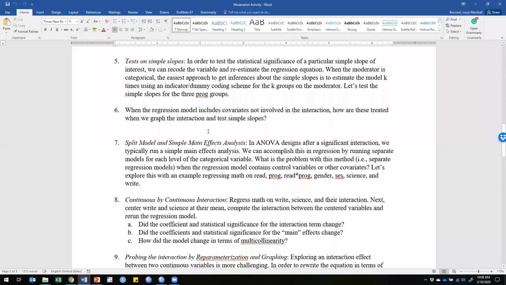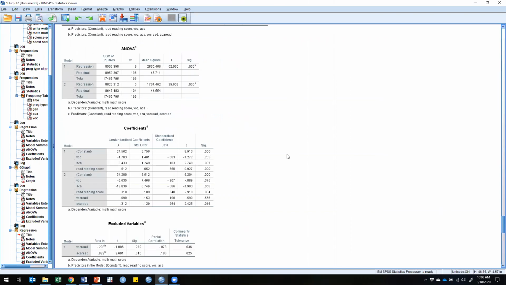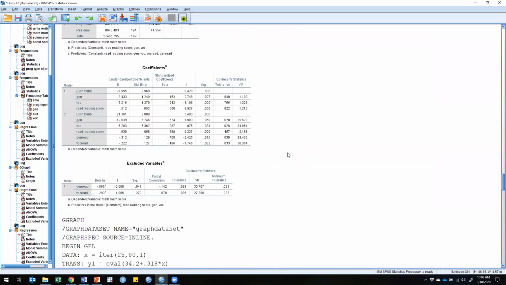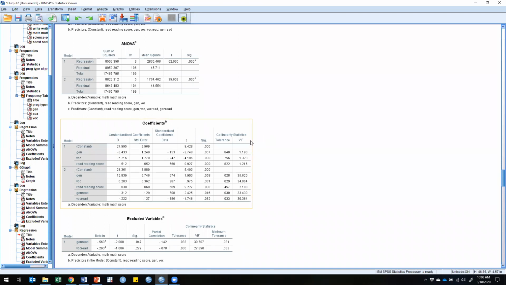Yeah, just one thing that's not in here that I do want to show you. I think it's up. Yes. Notice what happens. So this was the first model we ran, where I'd also asked for collinearity diagnostics here, and look at the collinearity diagnostics for all of our variables in the model.